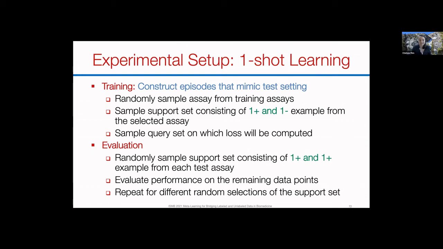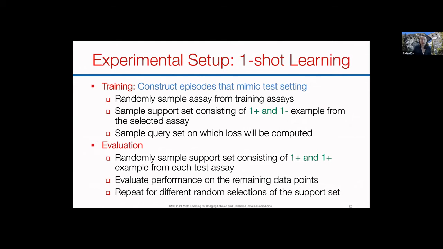Okay, so during training, they construct episodes that try to mimic this test setting, just like we talked about before, where you randomly sample an assay from the training assays, sample a train set and a test set. So the support set or the training set consists of a positive and a negative example from the selected assay. And then they also sample this test set, and this is what the loss function will be computed on. And then at evaluation time, they also randomly sampled the support set from each test assay and then evaluated the performance on the remaining data points. They repeat this process for different random selections of the support set to evaluate how well it can handle different support sets and different training sets for each assay.